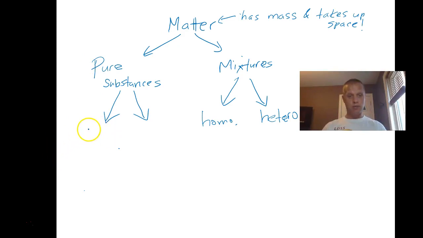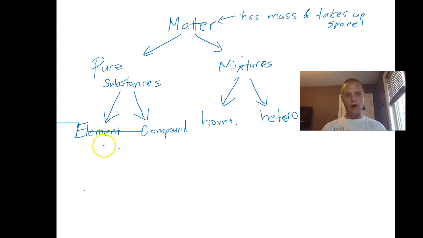Now those particles can either be atoms or they can be molecules. And if they are atoms, that means if they are just made up of one type of particle, you are an element. Okay? Or if you have more than one element combined in specific ratios, you are a compound. Okay?